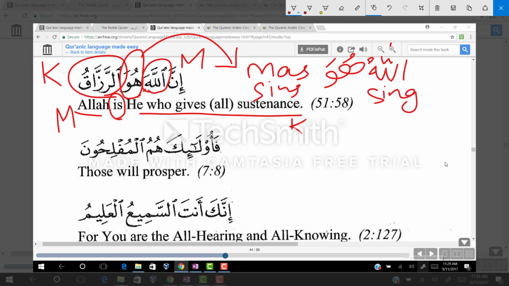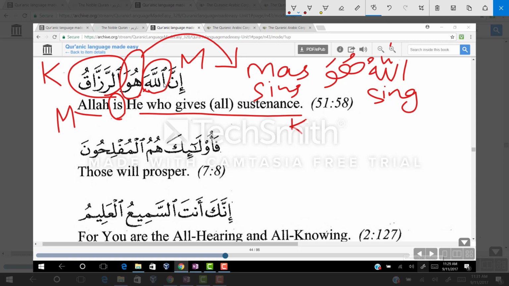So what does the point say? When the khabar or the predicate is a definite noun, then a detached pronoun huwa, which is in accordance with the gender and number of the subject. So huwa is in accordance with the gender, both are masculine, Allahu and huwa, and the number, huwa and Allahu both are singular. So the detached pronoun is placed between the subject and the predicate.